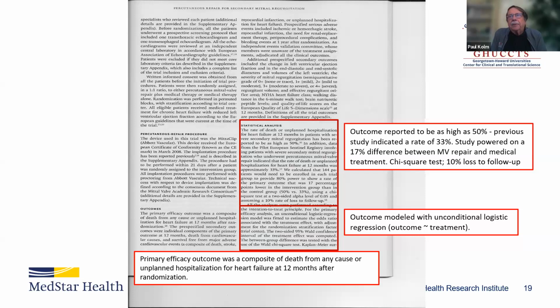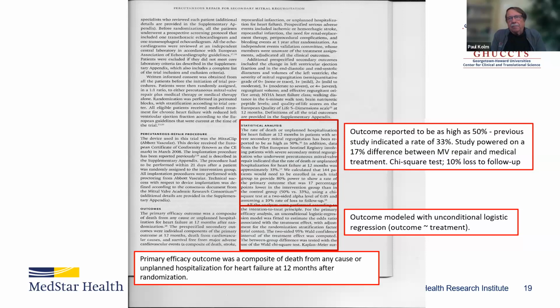They found in previous literature that it could be as high as 50%. There's a previous study that had a rate of 33%. So they powered their study on a 17% difference between mitral valve repair and medical therapy. And they did this just using a straight chi-square test, and then they adjusted their number to allow for a 10% loss to follow up.